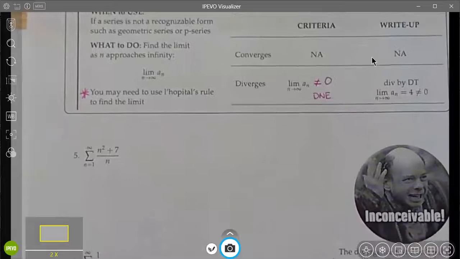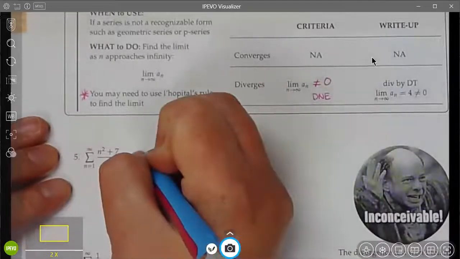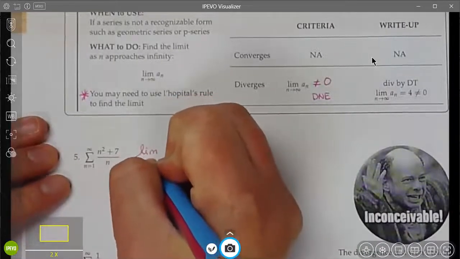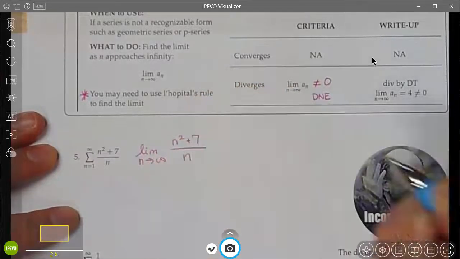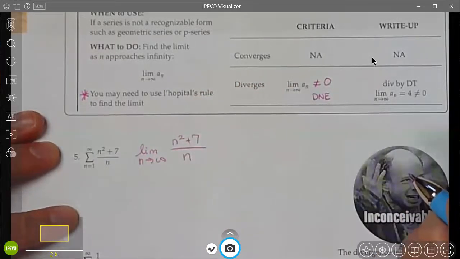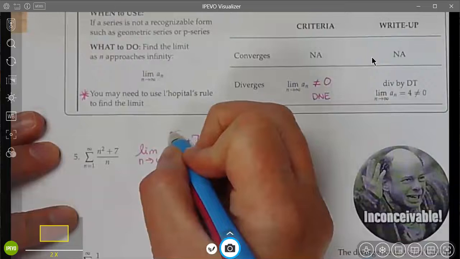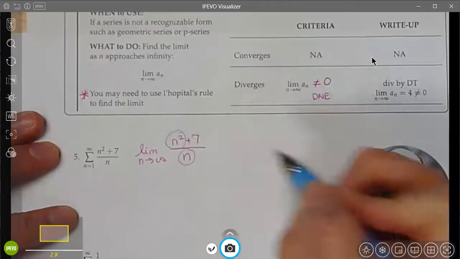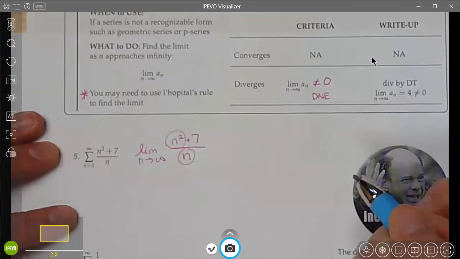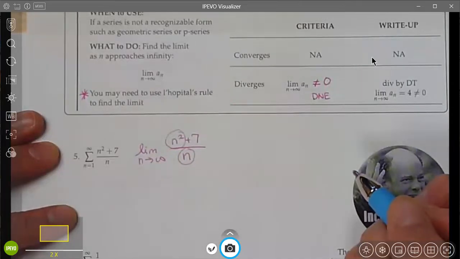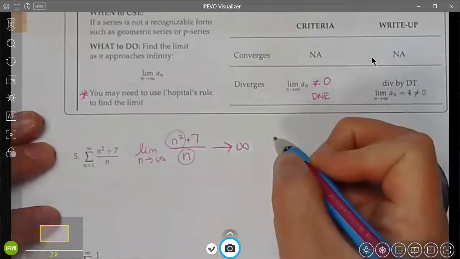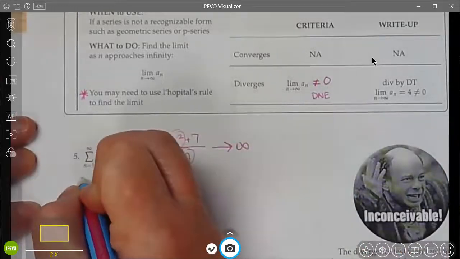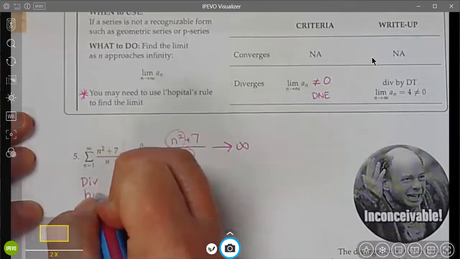Number 5, I'm going to apply the limit as n goes to infinity of n squared plus 7 over n. If it's been a bit since you've done these limits at infinity, I want to look at the biggest power term in the numerator and denominator. So I have n squared over n, which is equal to n. Essentially, I'm looking at the limit as n goes to infinity of n. That is going to go to infinity. And so I know that my series diverges by the divergence test.